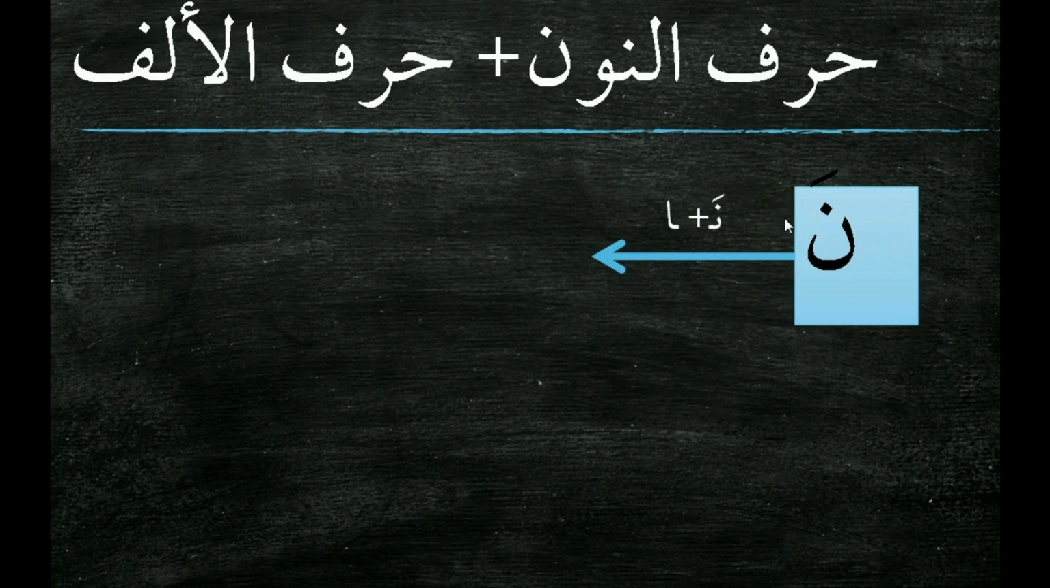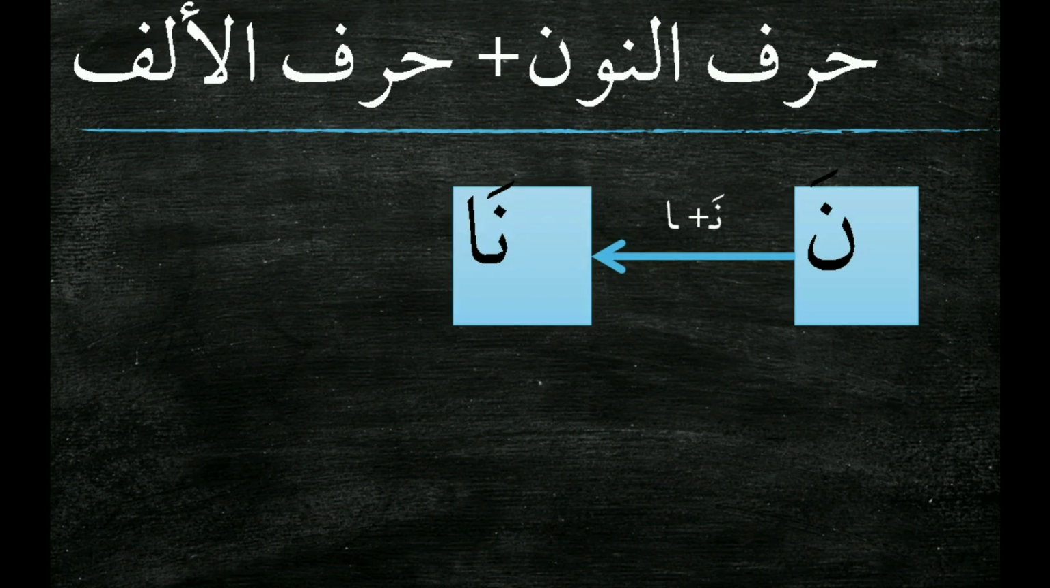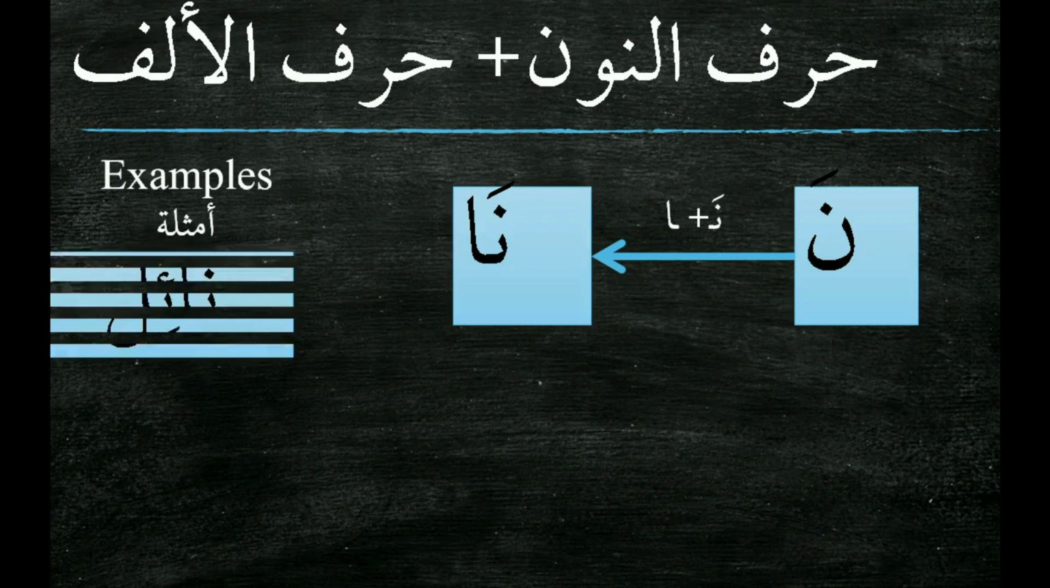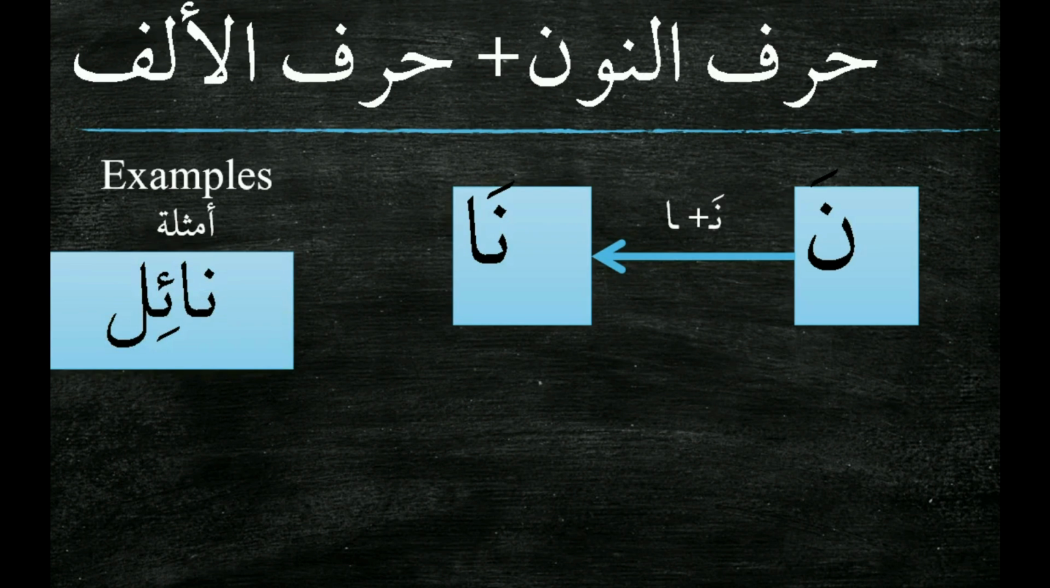When it's connected to the alif, it looks just like a ta with one dot only. So it's na. It doesn't have elevation at the deepest part of the tongue, and it's na'il. Now I'm going fast because I expect that you have already mastered the tips that I'm speaking about here. I'm saying na'il.